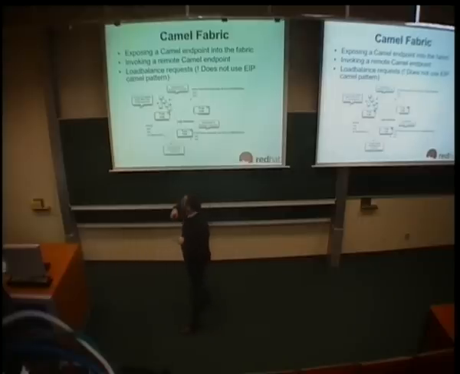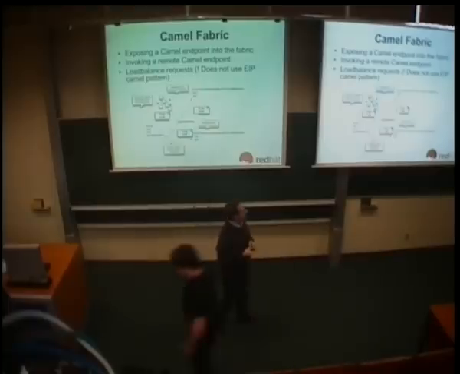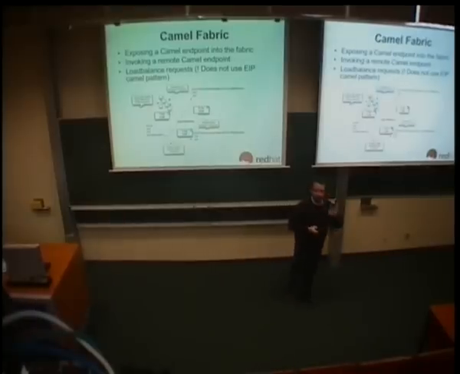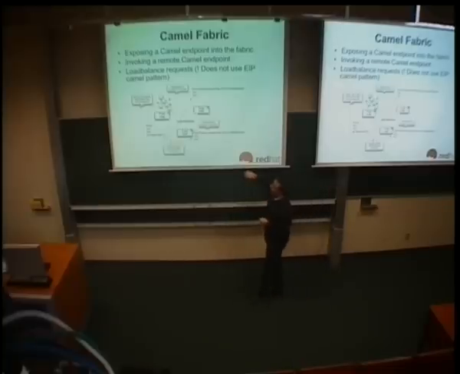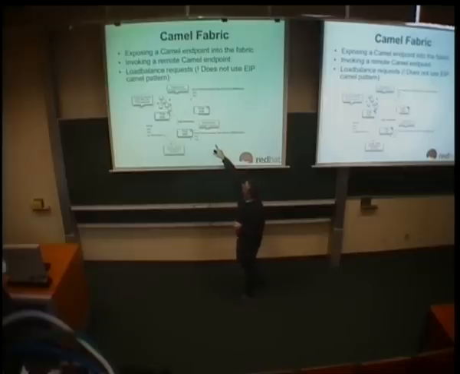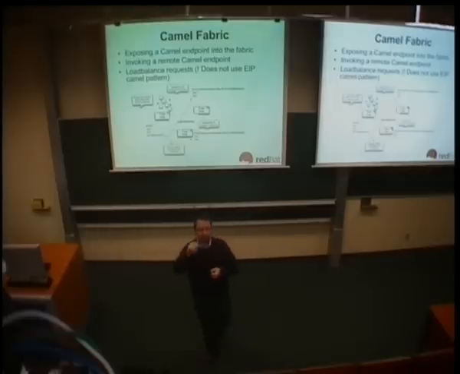So instead of consuming from a plain endpoint, you consume from a fabric endpoint, so you give an identifier to this endpoint that you'll consume from. And there's a lookup that will be done at runtime. Whenever you deploy a Camel route which registers one of these endpoints, with the same identifier, Fabric will do the lookup and determine exactly where this endpoint is and be able to access it.